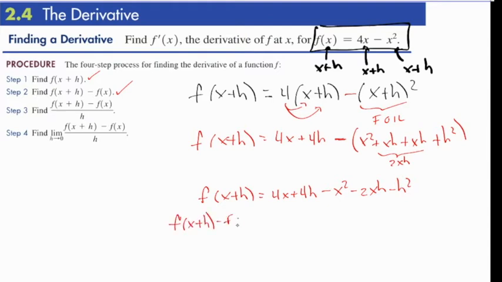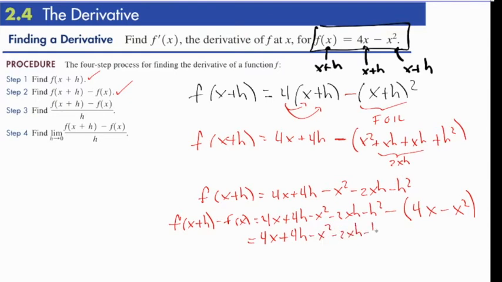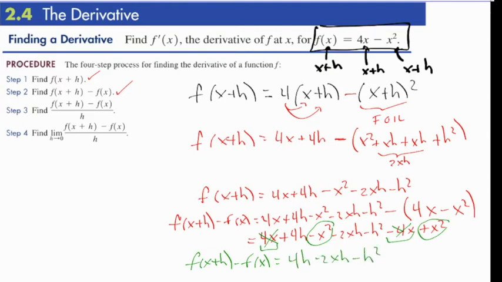F of x plus h minus f of x is equal to everything we have up here. Minus, anytime we introduce something following a minus, we use parentheses so that we distribute that minus. And now we see we have 4x plus 4h minus x squared minus 2xh minus h squared. Distribute the negative, we have minus 4x. Distribute the negative, becomes plus x squared. And we should identify that the 4x's will cancel and that the x squareds will cancel, so that we can say that f of x plus h minus f of x is equal to everything left. So that is 4h minus 2xh minus h squared.